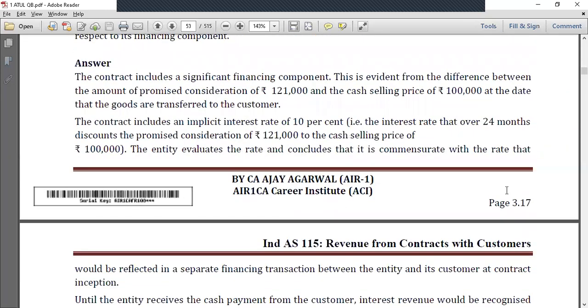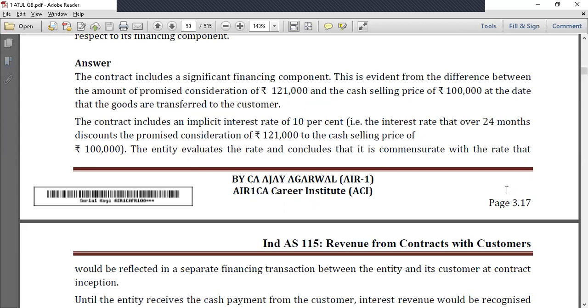So the answer will be like this. The contract includes a significant financing component. You can say that. Why? This is evident from the difference between the amount of the promised consideration of 1,21,000 and the cash selling price of 1 lakh at the time the goods are transferred. Here, the contract includes an implicit interest rate of 10%. That is the interest rate that, over 24 months, discounts the promised consideration of 1,21,000. That is the implicit rate.